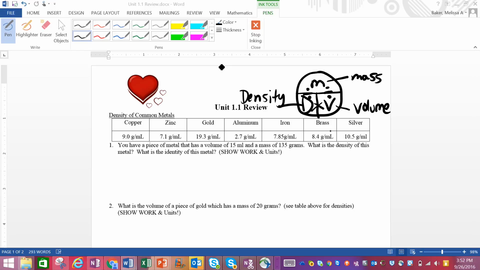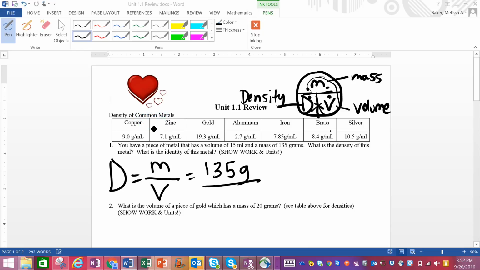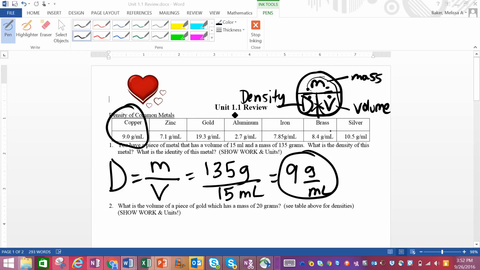For the first question, it says you have a metal that has a volume of 15 and a mass of 135 grams. What is the density? If we want density, we need to do mass divided by volume. If I covered up that D on that circle chart, that's what I would see. Mass divided by volume. So the mass is 135 grams. The volume is 15 milliliters, it tells me. So I get 9 grams per milliliter. The only metal that has that amount of mass packed into a milliliter is copper.